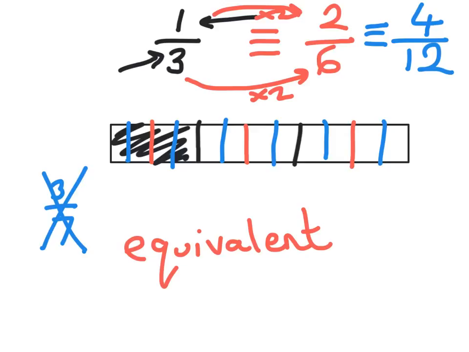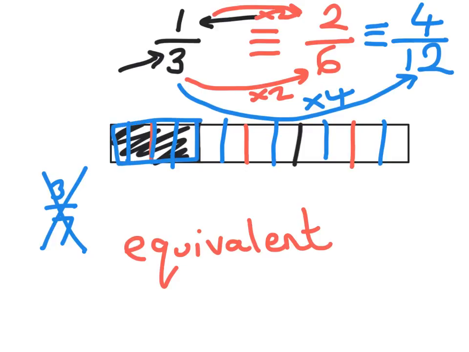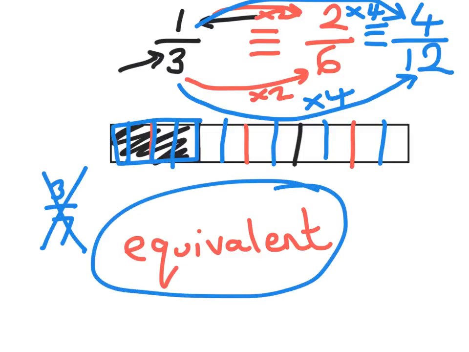I can do this as many times as I like, as long as I make sure that I cut each piece and not just one. And you notice if I was going to get from here to here, I'd have to multiply by 4 as I cut each of the original pieces into 4. And then whatever I do to the denominator, I must do to the numerator. And these are equivalent fractions.